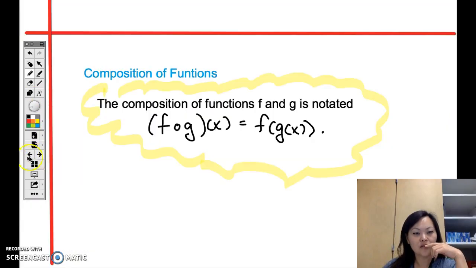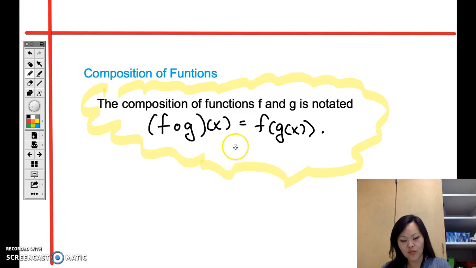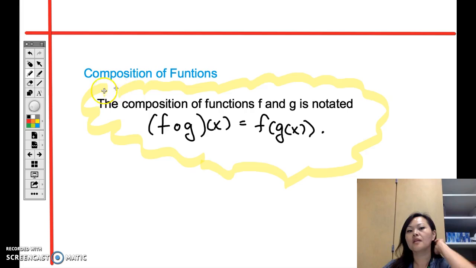Okay, so let's go back. So composition of functions. The composition of functions, f and g, is notated as this. Just so you know, we're in the same chapter, chapter 9, section 4. This is just part 2. And so it looks like a little dot. Sometimes people fill up the circle, sometimes they leave a little hole inside. So you might want to read it as fog, but no, you read this as f of g of x.